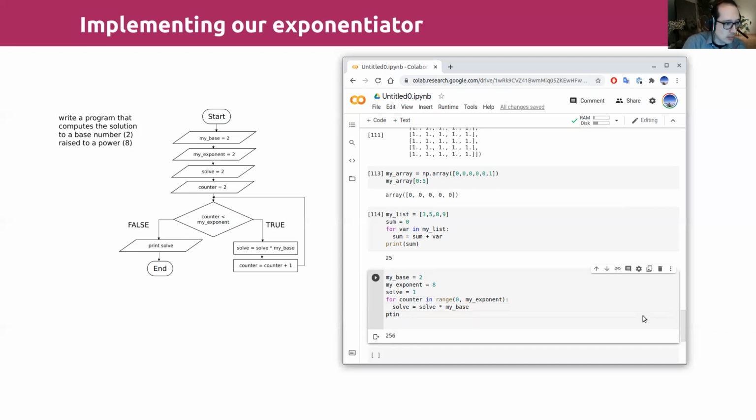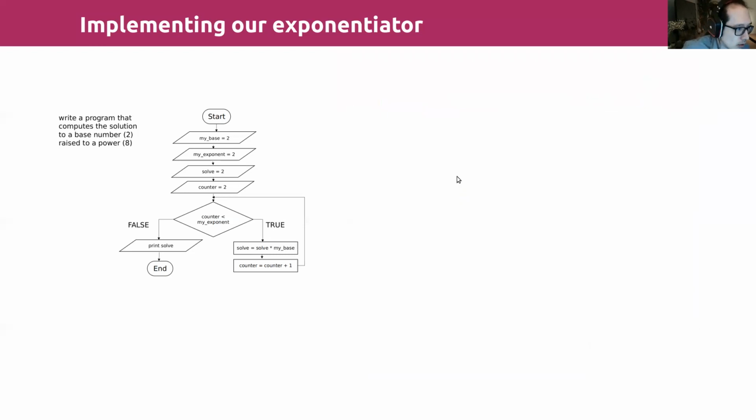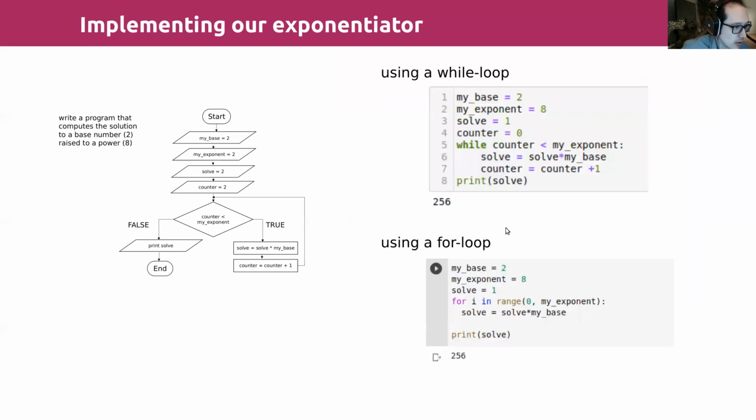And then at the end, print solve. We do it right? Yes, 256. Okay. Yeah. For while loop and for loop. Yes, and then you can also use the math.pow function. In Python, you can also just use double asterisk here to create an exponent.